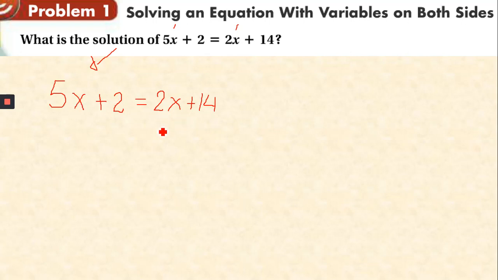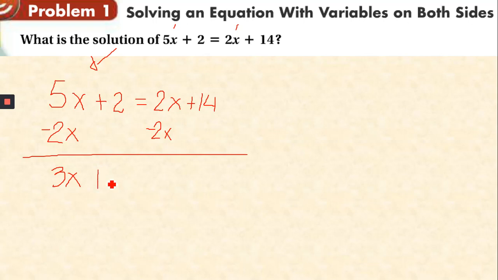And how are we going to eliminate it? We need to get the opposite, and the opposite is negative 2x. So we're going to write negative 2x on both sides of the equation. Then after that, we're now going to add 5x plus negative 2x, that is equal to 3x. Bring down positive 2 is equal to 2x minus 2x, that will be 0. Then we now have 14.